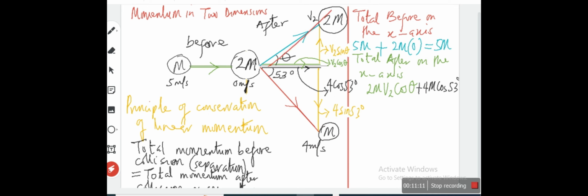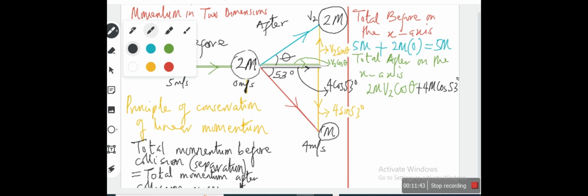For the other one that has a velocity of v2 and a mass of 2m, the horizontal component of that velocity is v2 cos theta. Its mass is 2m, so the momentum is 2m times v2 cos theta. So you have 2m times v2 cos theta plus this. This is the total momentum after collision on the x-axis, and they must be equal, because total momentum before collision must be equal to total momentum after collision. So let's equate both, and then we'll get an equation 1.